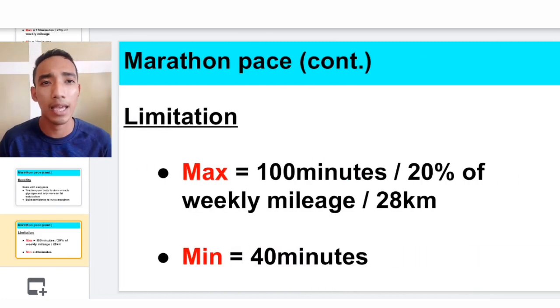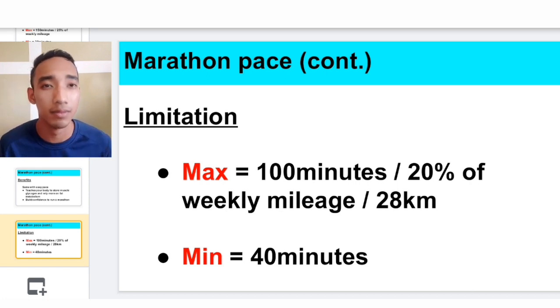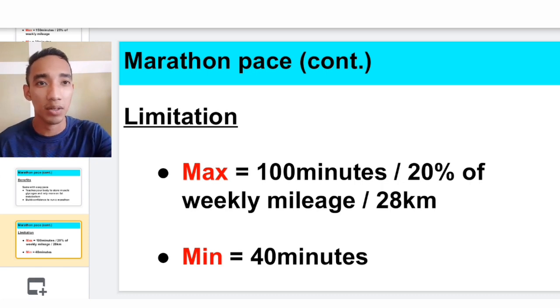I limit this one to a maximum of 100 minutes or 20% of your weekly mileage. Let's say if you have 100 km per week, the 20% of it is 20k, that will be your maximum marathon pace training, or 28 km as its max. So even if you run 200 km per week, 28k is your maximum. So let's have a minimum of 40 minutes as your training during one marathon session. So let's go 40 minutes. Just adjust. That will be the limitation guys.